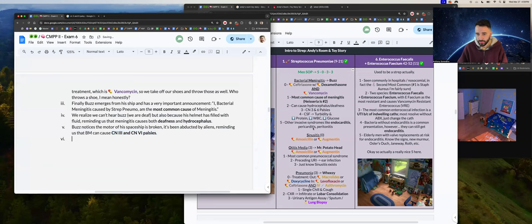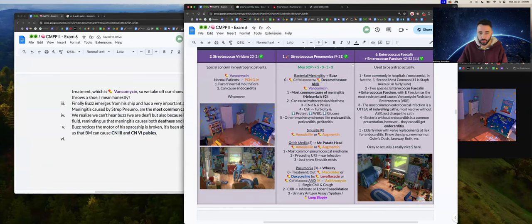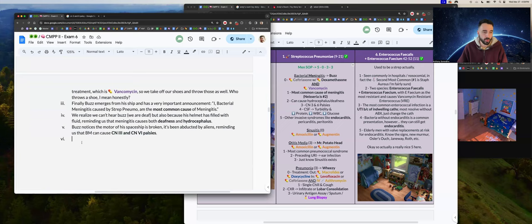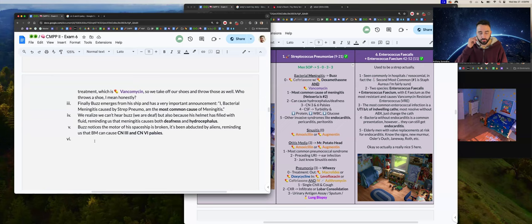All right, now we need to know, so we're going to do a lumbar puncture, right? So he's fixing this motor. So Buzz kind of wheels underneath the spaceship to fix it. But there's a leak of CSF getting all over the place.